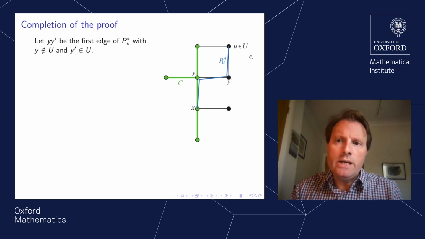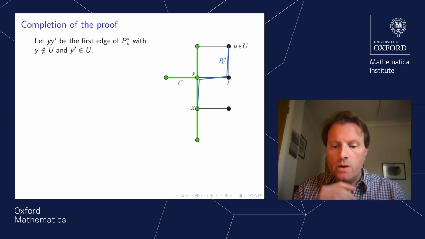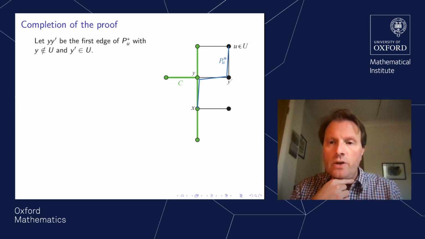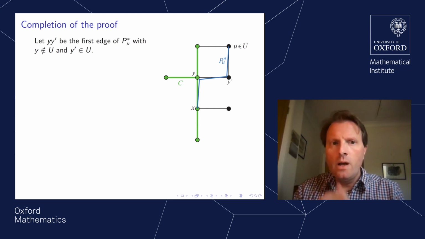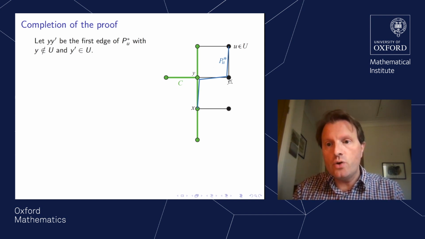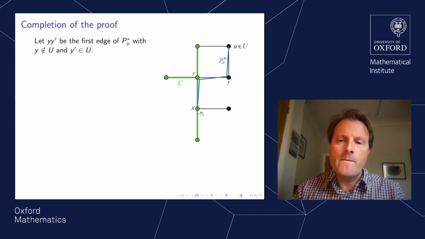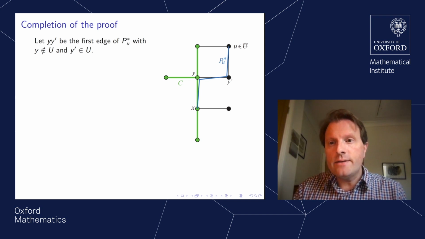And what we want to do is show that d of u is equal to d star of u. And we're assuming for a contradiction that d of u is strictly greater than d star of u. Okay, so we have p star of u. This is the length of the shortest path in the graph from x to u. So it clearly starts at x, which is in C, and it ends in our set U.